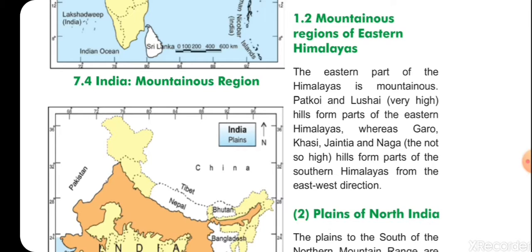Now it says that in the eastern Himalayas, Patkoi and Lushai ranges are located, and the Garo, Khasi, Jayanti, and Naga hills spread from the eastern Himalayas in the south. So when we call them the seven sisters, in this seven sister east-west location, we would get all these hills that have been discussed over here.